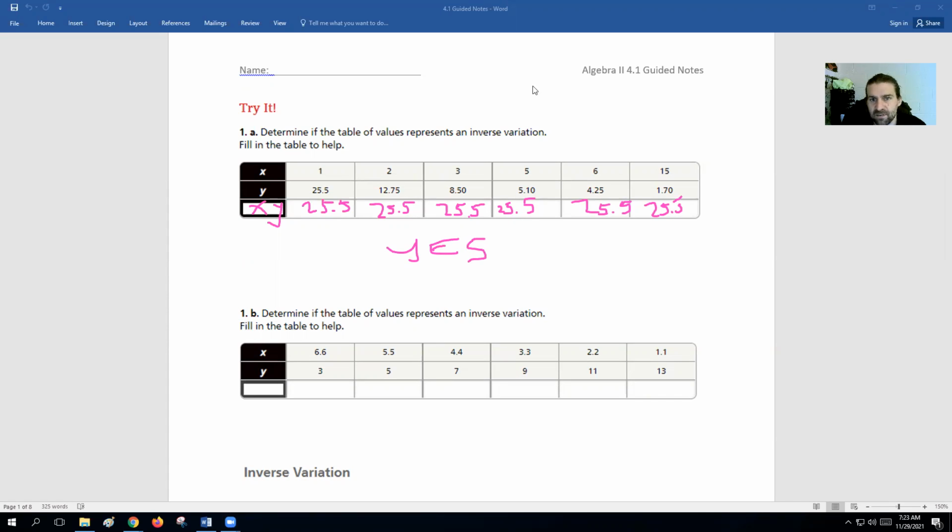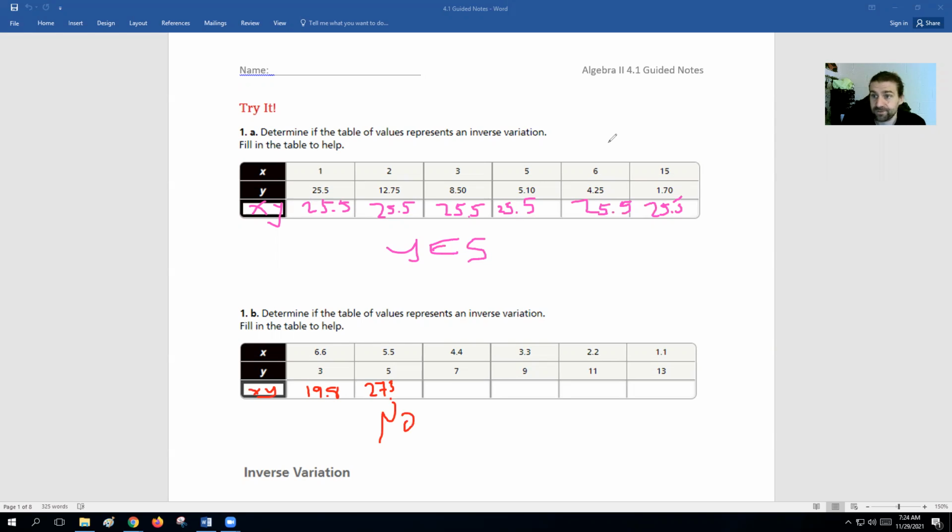All right, now this other table here, check to see if we did the work. X times Y. All right, 6.6 times 3, is that 19.8? All right, 5.5 times 5, I know that's not 19.8. It's 27.5. I'm just going to stop right there. We could keep filling this up, but this would be a big no.